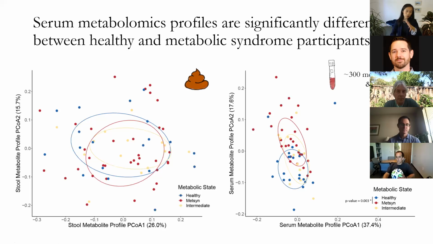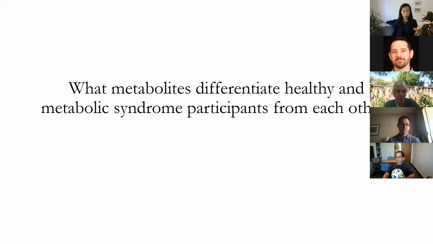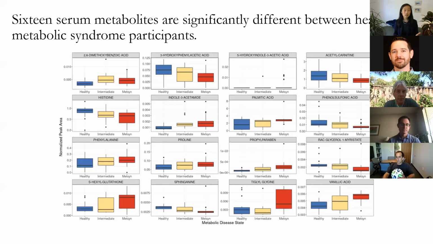So this looks at all of the metabolites that we were able to detect. Are there specific ones that we're able to point at and say differentiate the two groups from each other? We found 16 serum metabolites that were significantly different between the two groups, healthy and metabolic syndrome. Some of them were increased in the metabolic syndrome cohort, suggesting that it might be inflammatory or associated with more inflammation. And then some of them were higher in the healthy cohort. Interestingly, the intermediate, again, was kind of in between the two, suggesting that there's a spectrum of health and we're able to track it through your serum metabolites.